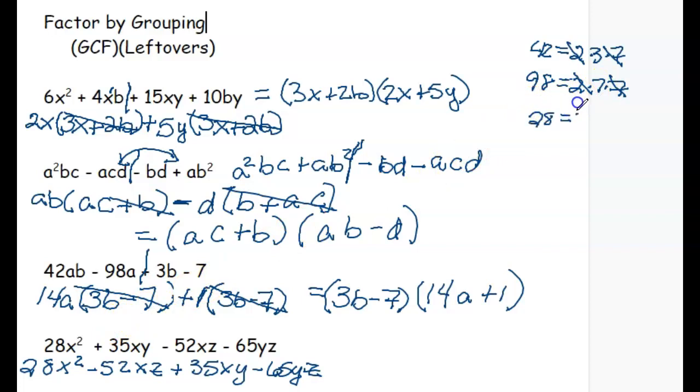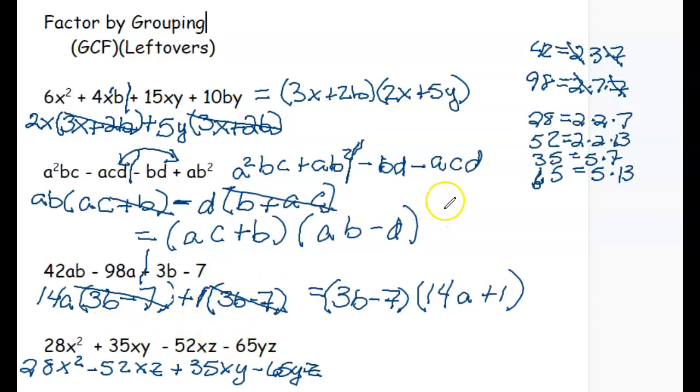All right, 28 is 4 times 7. 4 is 2 times 2. 52 is 2 times 26, so 26 is 2 times 13. 35 is 5 times 7. And 65 is 5 times 13. Look how pretty those are. Now that I did this, I can see that 52 and 65, the way it was written, would have worked, that they're both a multiple of 13, but you know, I don't know my 13 times tables off the top of my head. So let's go back and factor this thing now.